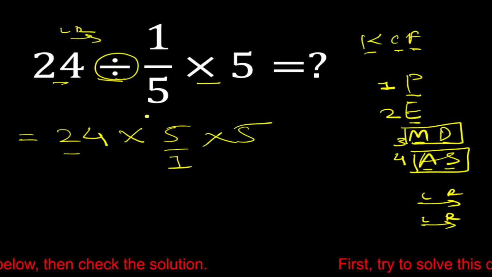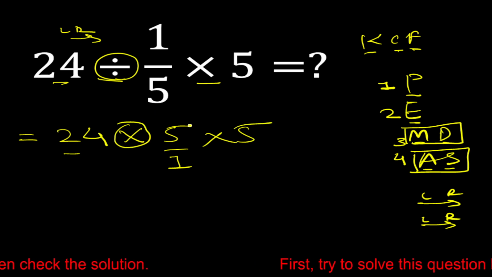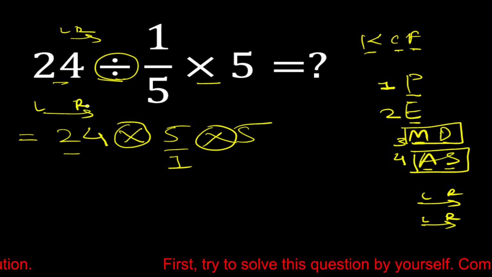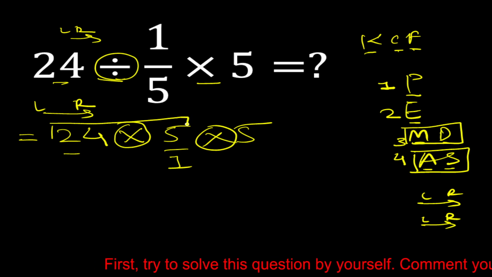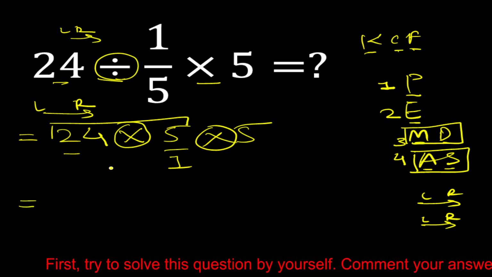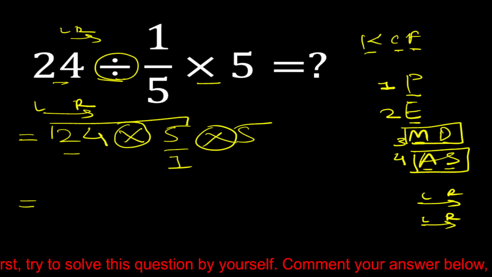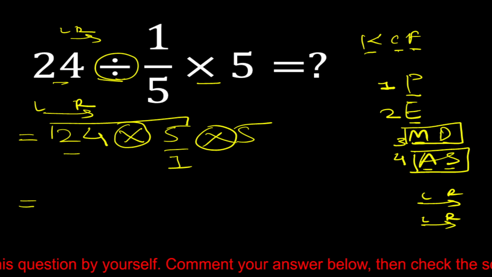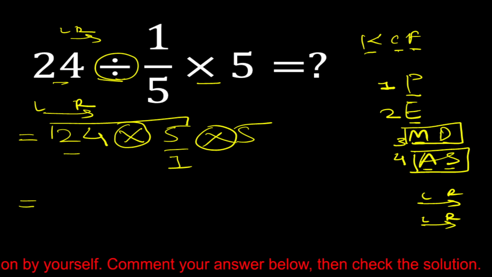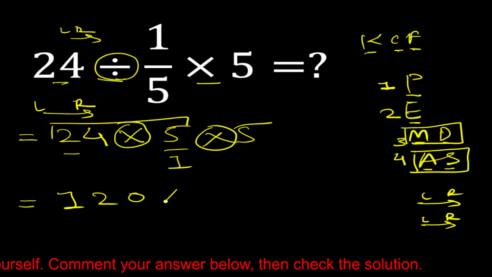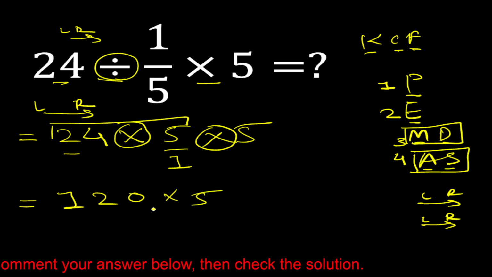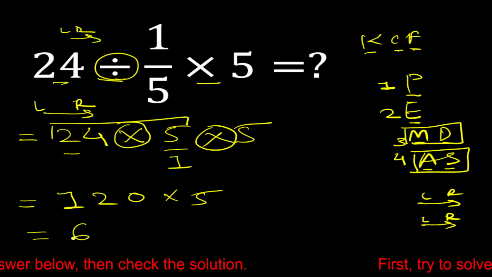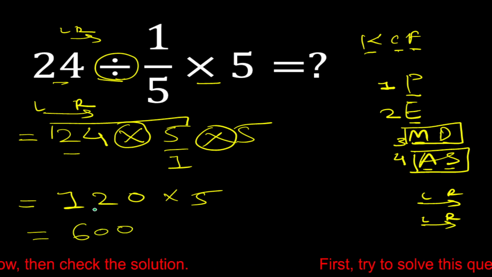Multiply 5. Okay. Now here is one multiplication and here is multiplication. Both have equal priority. So we have to solve it from left to right. So first we have to solve this part. Okay. So 24 multiply 5 is equal to 120 multiply 5. Okay. Now 120 multiply 5 is equal to 600. So the correct answer is 600.